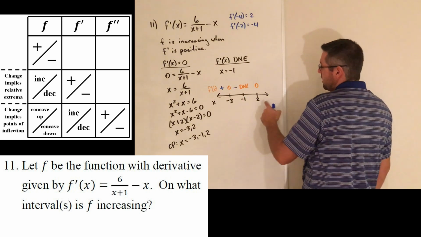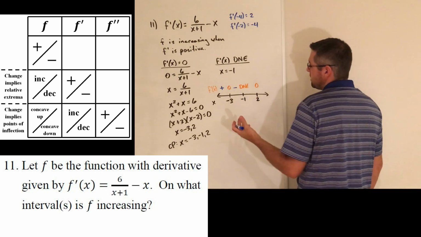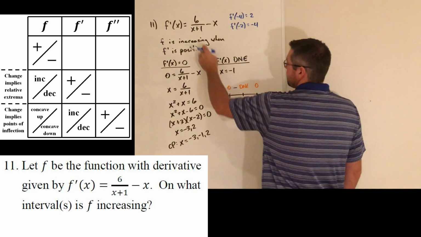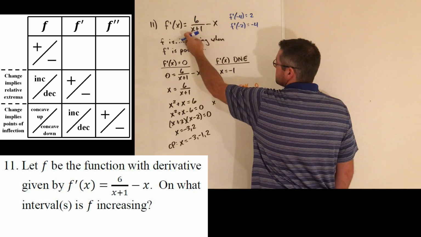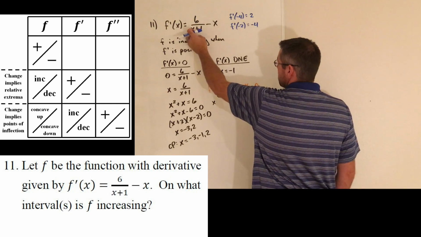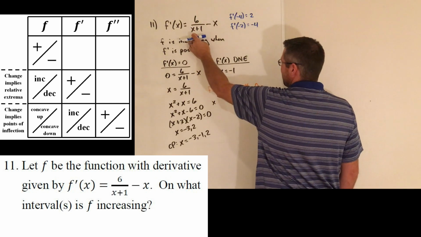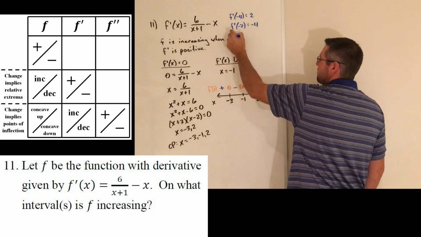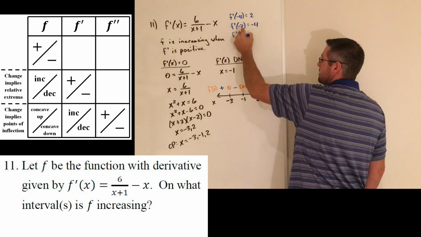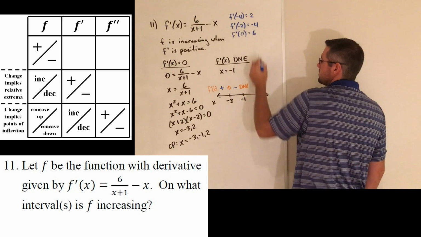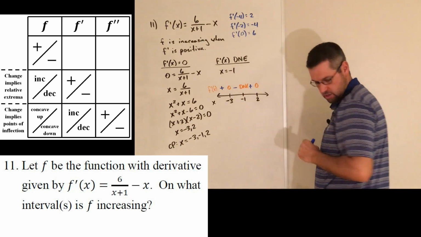And now we'll plug in a number in between negative 1 and 2. I think the easiest one is 0. So if I plug in 0 here, I get 6 over 1, which is 6, and then minus 0. So we would say f prime of 0 is just 6. So that's going to be a positive value in that interval.